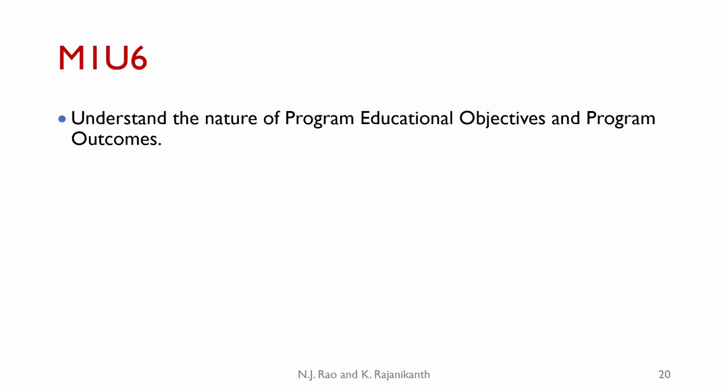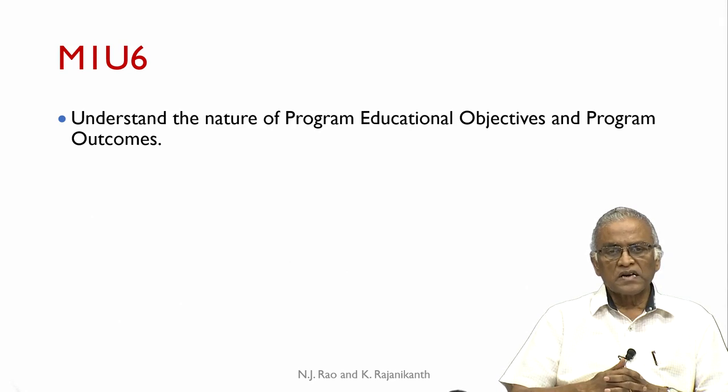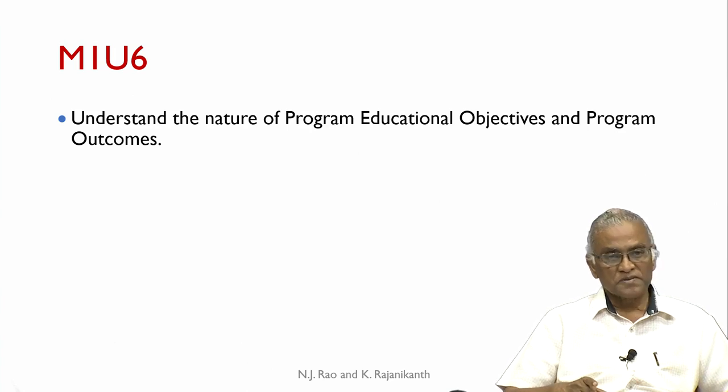And in the next unit, we try to understand the nature of program educational objectives and program outcomes. We talked about outcomes, but these are all classified into 4 levels. We will look at these 2, namely program educational objectives and program outcomes.